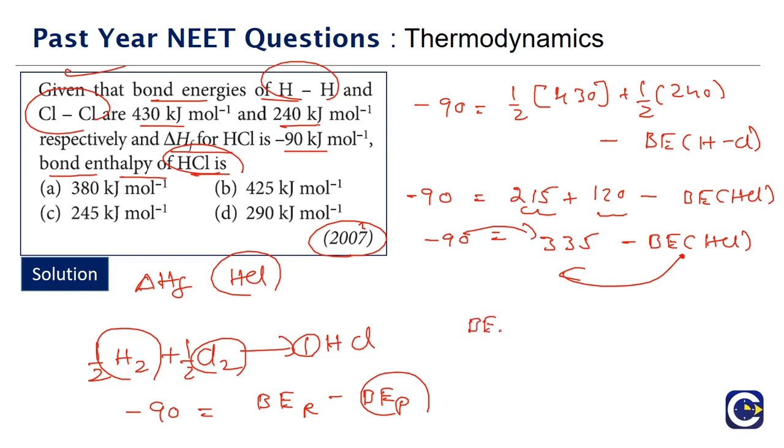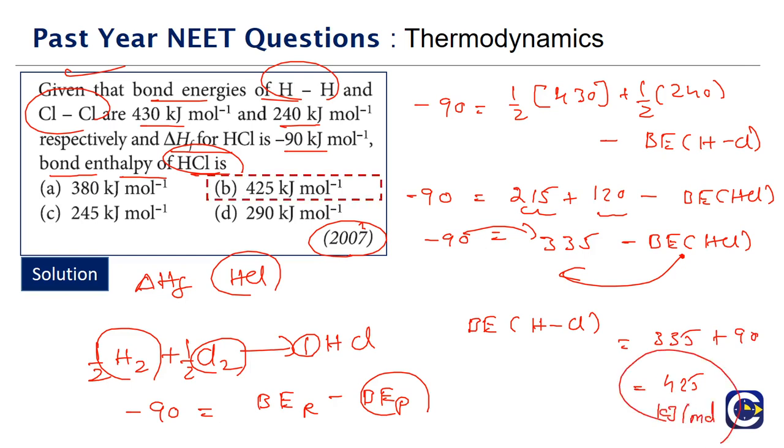So bond energy of the hydrogen chlorine bond will be equal to what? 335 plus 90. It is going to be what? 425. Unit is going to be kilojoule per mole. So what is the correct answer for this? Option B. It's a straight question.